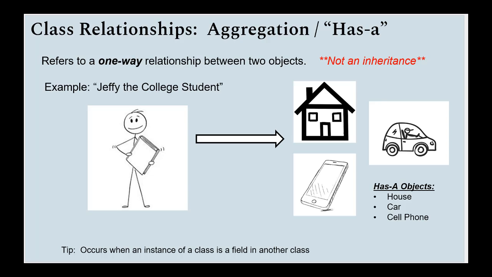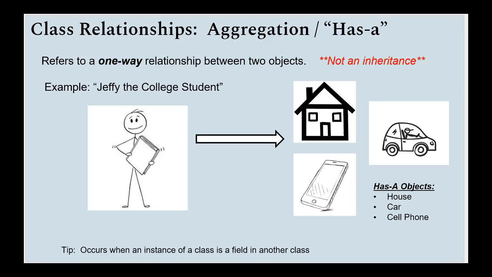Okay, so in Java, this aggregation represents a has-a relationship, which means when a class contains a reference of another class, that is known to have aggregation. So this relationship is based on usage rather than inheritance. In other words, when class person has a relationship with class house, if class person has a reference to an instance of class house, you have aggregation.